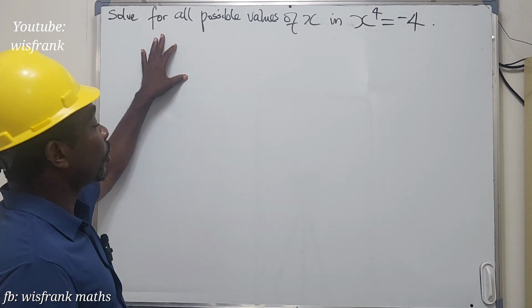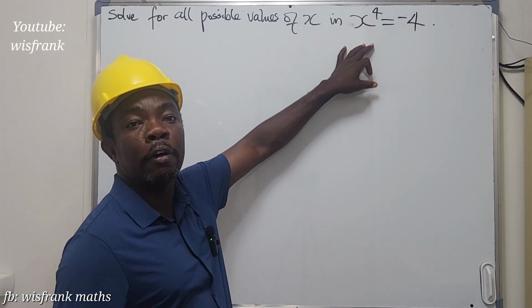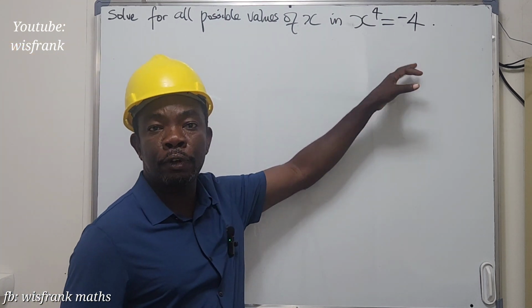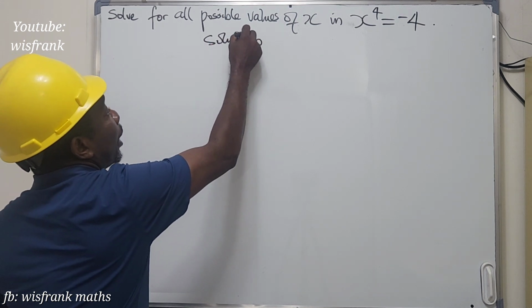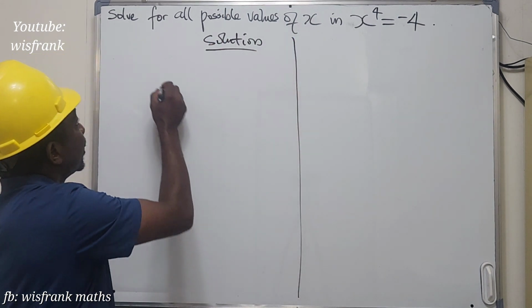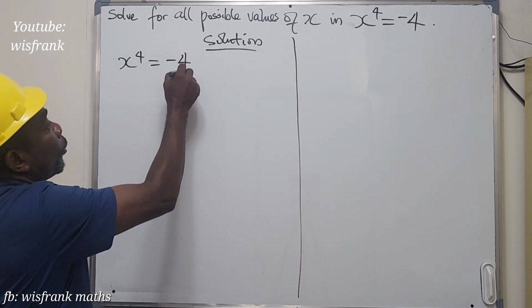Today we are looking at this question and it says, solve for all possible values of x in x to the power of 4 equals minus 4. So we are going to find the solution of all possible values of x. We are given x to the power of 4 equals minus 4.